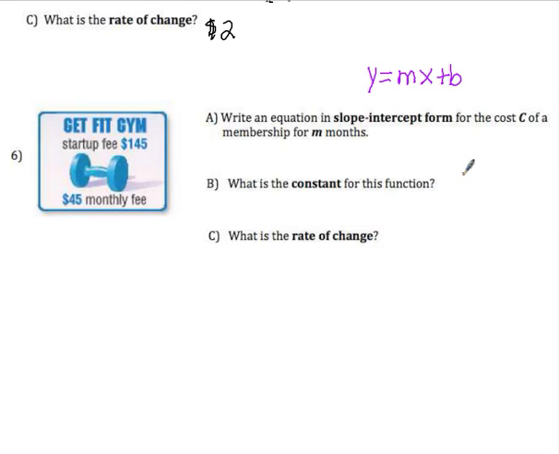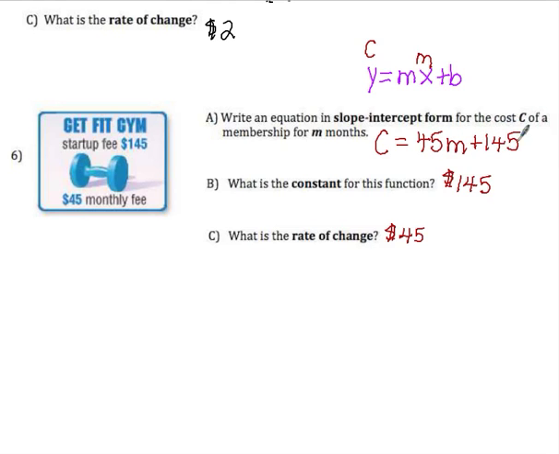So in this one, since we've already talked about it, the constant is going to be $145 because that's a one-time fee. And the rate of change every month is going to be 45 because that's how much I'm paying each month. So when we write that in terms of C and M, this is going to be my C. This will be my M here. In this case, your slope is going to be that rate of change, and your B is your y-intercept. So when I write my equation, it's C equals 45M plus 145.